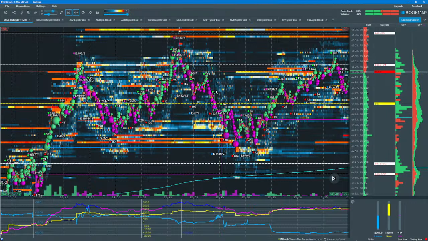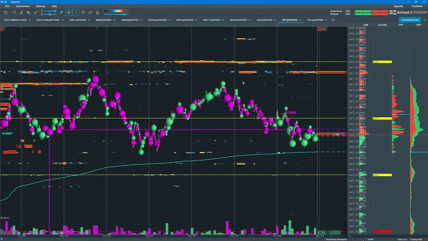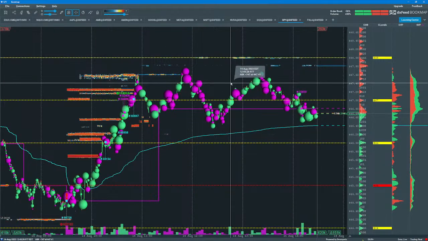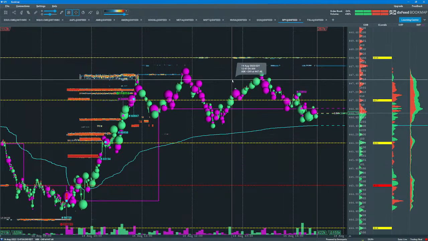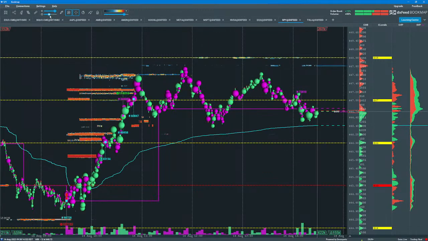So on this chart, I have SPY levels. I also have stops, icebergs, liquidity levels, and just a lot more information. Of course, SPY is here in Bookmap as well. So I just think there's a lot more information in the ES chart to use.